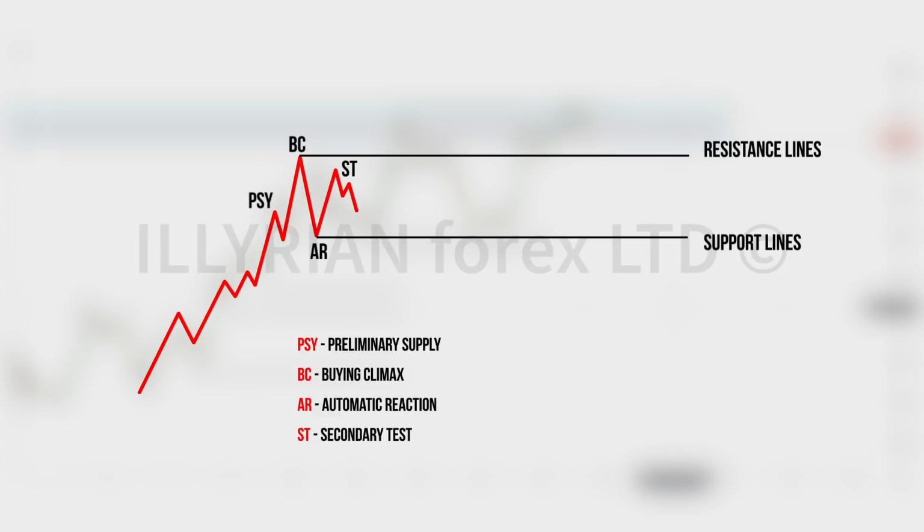ST, secondary test, in which price revisits the area of the BC to test the demand-supply balance at these price levels. For a top to be confirmed, supply must outweigh demand, volume and spread should thus decrease as price approaches the resistance area of the BC.